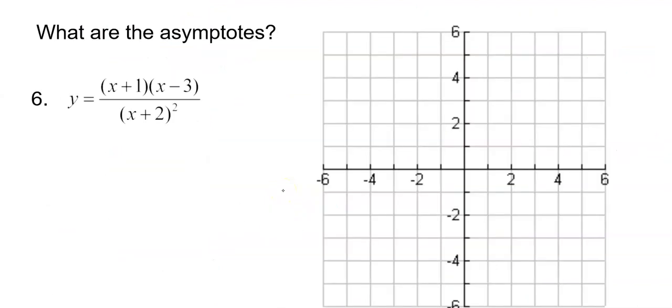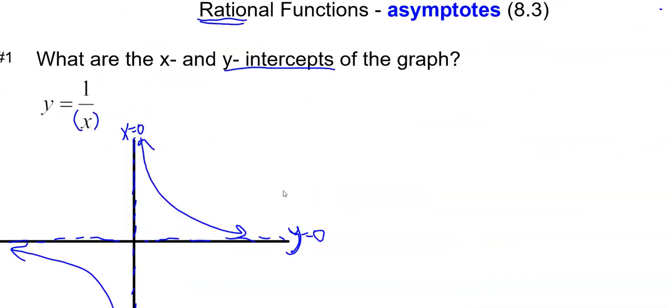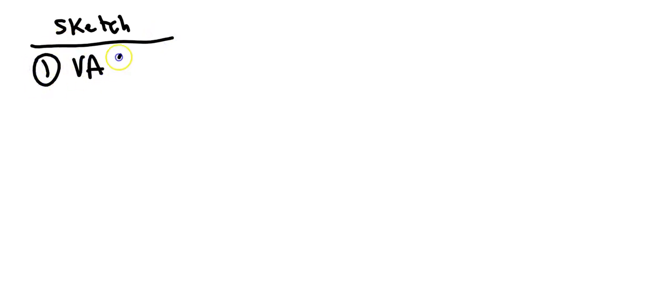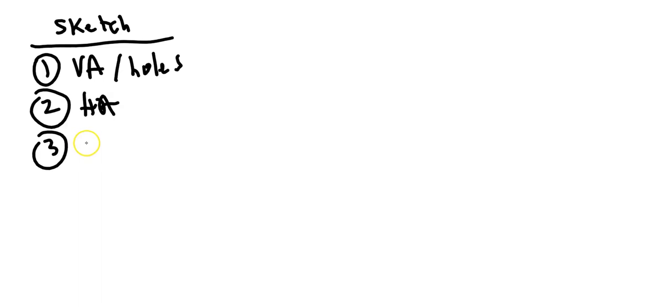So let's go back to this. Okay, so let me go to kind of a blank screen for a second and explain the steps to sketch a graph. So first, sketch all your vertical asymptotes and holes. We've done that. Second step, graph your horizontal asymptotes, if there are any. Step 3, you're going to find your intercepts.